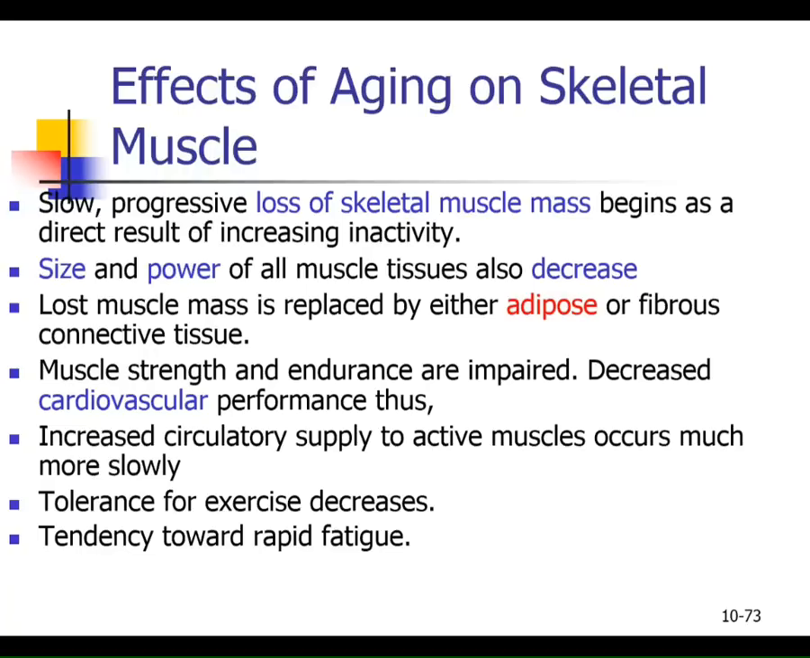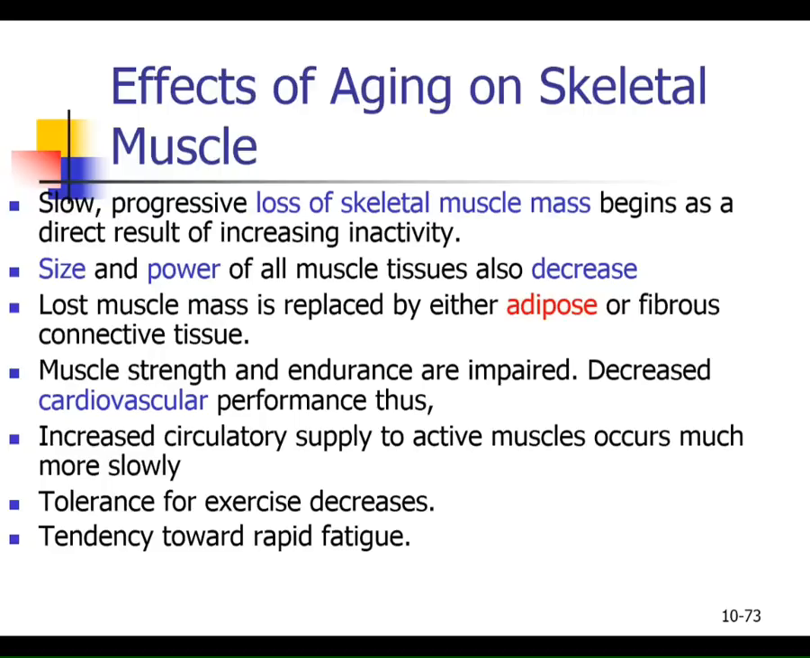Okay, aging. So what happens as we get older? Slowly we'll lose our skeletal muscle mass. As we lose our muscle mass, our muscles will become smaller and less powerful. The muscle tissue that we lose will be replaced by fat or connective tissue. Not only will we lose skeletal muscle, but we'll lose cardiovascular muscle. Now, can we slow this down? Absolutely, it's not like this is inevitable. If we stay active, we can slow this process down.